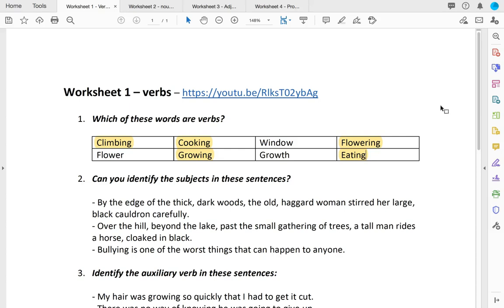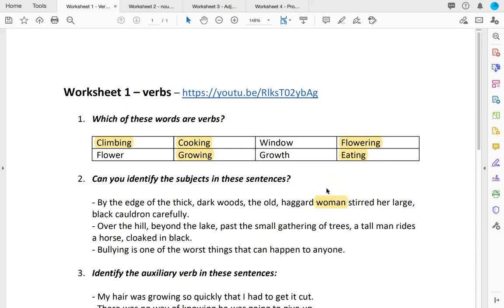Now there's a lot of information there. There's a lot of description. But we can see that the verb here is stirred. This is the thing that is happening. This is telling us where, and this is telling us what. But this is the verb, stirred. So in order to find the subject, we just ask the simple question, who is doing that? And here it is the woman.